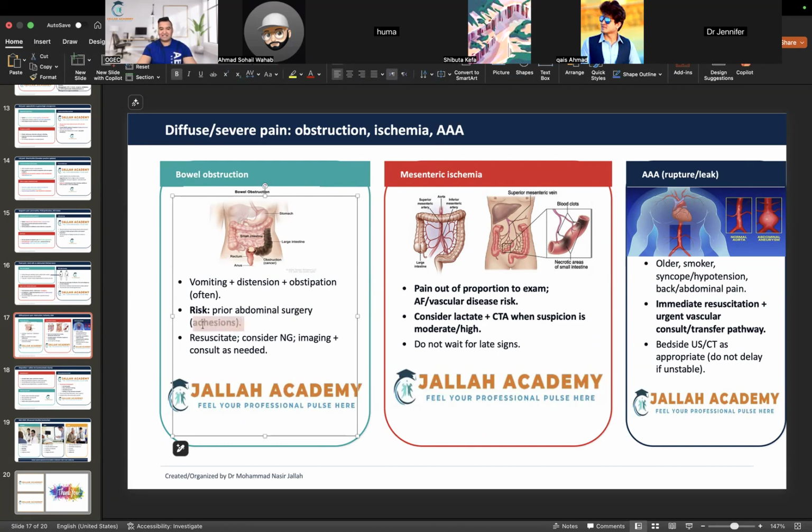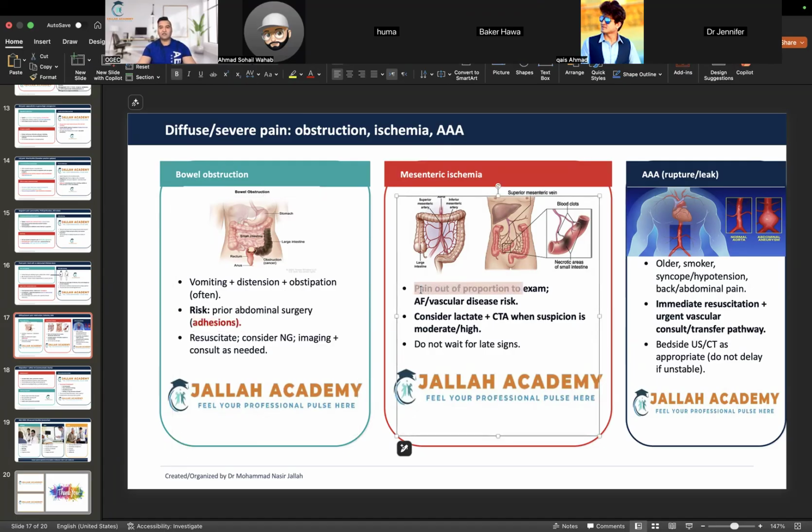So if the patient has bowel obstruction, and the patient has a history of surgery, it is adhesion until proven otherwise. Resuscitate, consider angio-CT imaging, consult as needed. So for the mesenteric ischemia, pain out of proportion, if you see this, this is 100%.